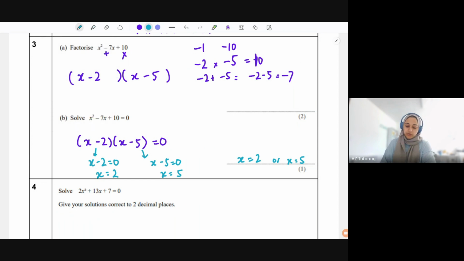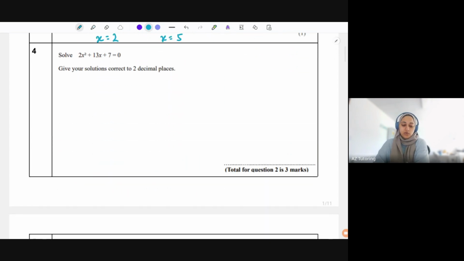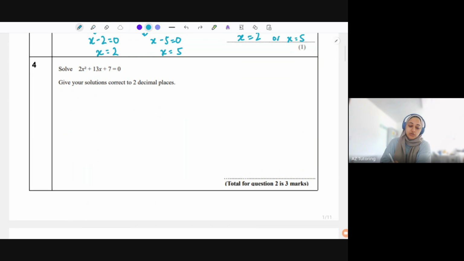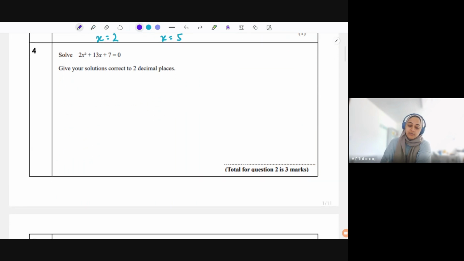Okay, so that's for part B. Moving on, we've got solve 2x squared plus 13x plus 7 equals 0. So we've got a number in front of x squared, which makes this a lot trickier to just do our two bracket method. So in this case, I'm going to be using the quadratic formula, and you'll get given the quadratic formula in the exam.